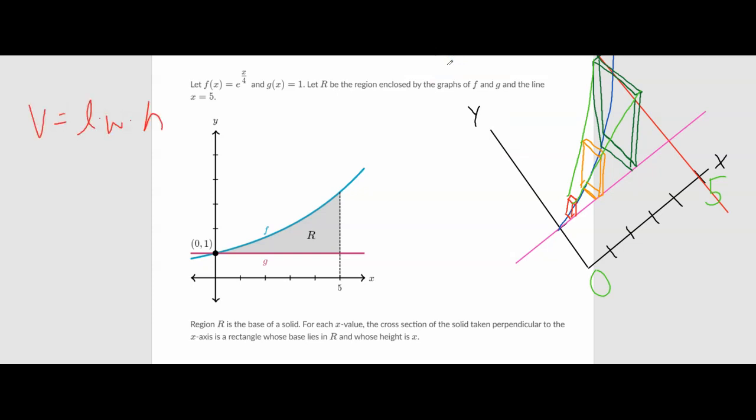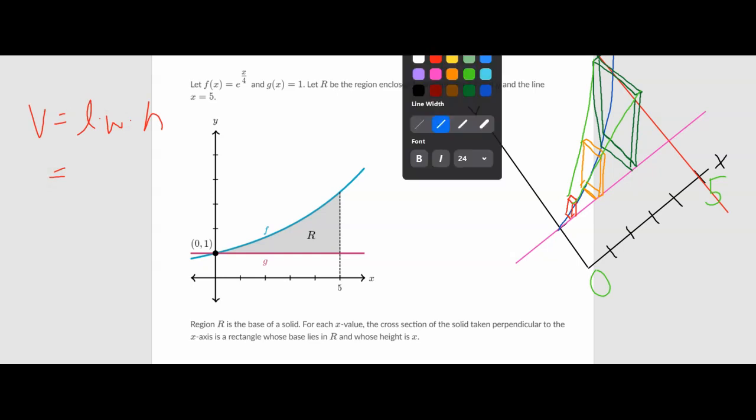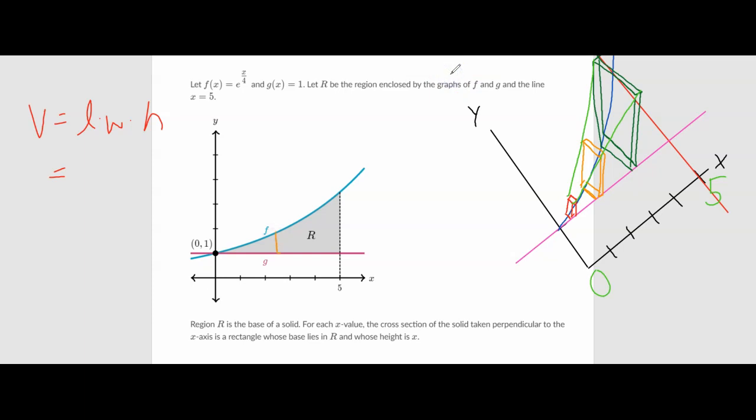The volume of one of these cross sections would be length times width times height. We know that the length is going to be the distance between the 2 functions, right? If I sketch what the bottom of the orange cross section is going to look like, we're going to see that rectangle. And the length of that rectangle is the distance between the blue and the purple curve. The blue curve is e to the power of x over 4. The purple curve is just y equals 1, or g of x equals 1, so we're just going to subtract 1. That is our length.